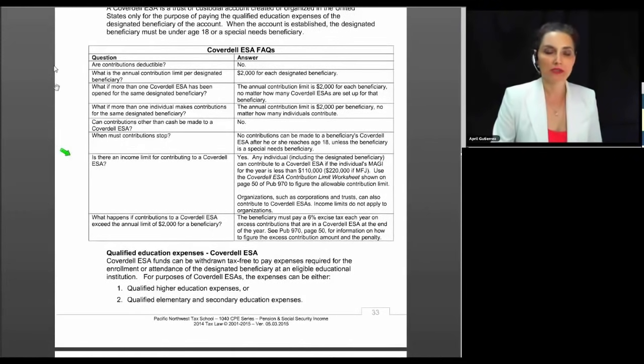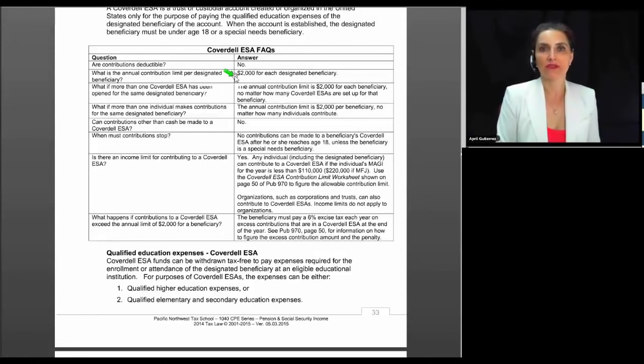So when you put money into a Coverdell, are the contributions deductible? The answer is no. With respect to a Coverdell, what is the annual contribution limit per designated beneficiary? Well, the answer is $2,000 for each designated beneficiary. And that's part of the reason why I see so few people use these Coverdell accounts, because $2,000 is not a lot of money compared to the cost of going to college.